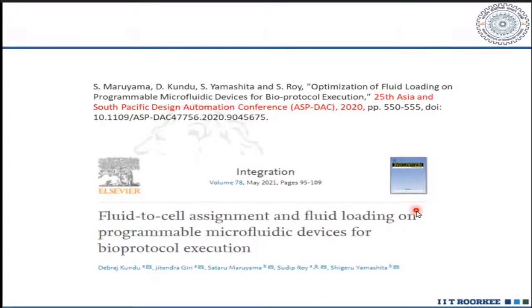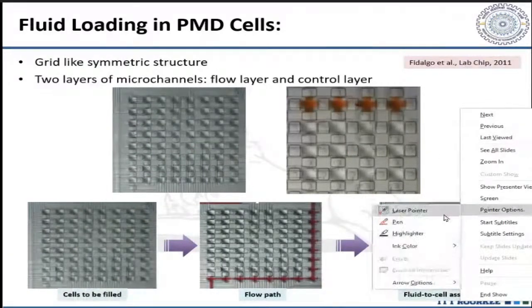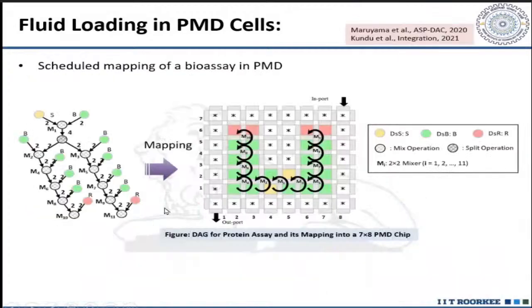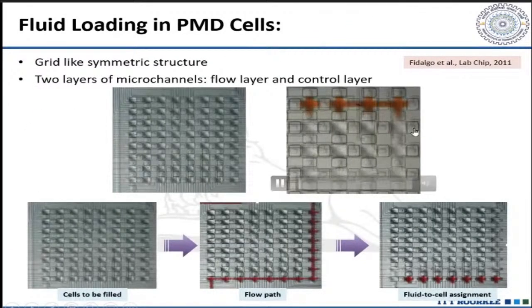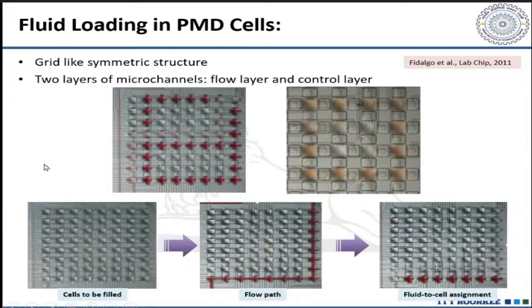Another one I want to show is interesting because it is also for PMD that I just discussed in the previous slide. This video is showing that something is being mixed here. You can see how these fluids are loaded into the chip. One by one, cells are loaded, and every time you need to send a flow from this inlet through this outlet, and you can fill the desired number of cells, the particular cells which you want to fill. So this is how this PMD chip works.